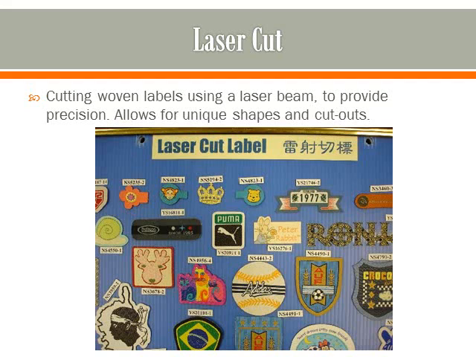Laser cut is cutting woven labels using a laser beam to provide precision. You typically want to use a laser cut technique when you have unique shapes and cutouts. So for example, what's the company that does the crown? Is that Juicy Couture? Sometimes they'll use a laser cut to get the holes in the crown, or I don't know what brand this is, but they've got a pretty intricate shape too.